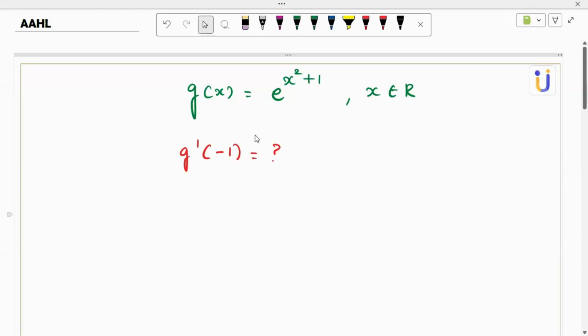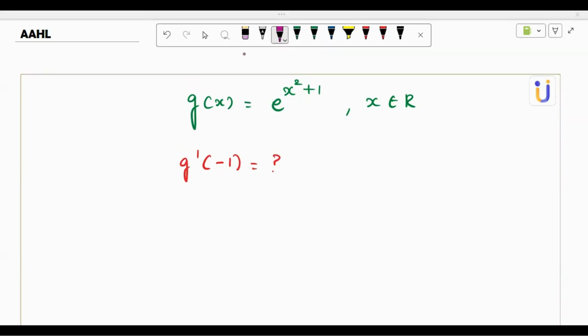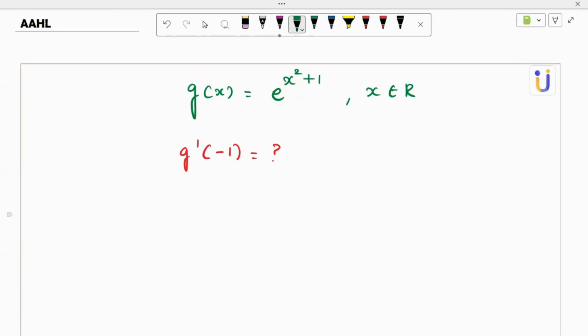This is a very simple 4-mark question. g of x is e power x square plus 1, where x belongs to R, and we need g dash of minus 1, particularly from differential calculus. Quite simple. The exponential function differentiation has to be used here. So let me quickly give you the rules. If it's just e power x, it's quite easy to solve, right? But here we have e power some function of x. So how will this work?